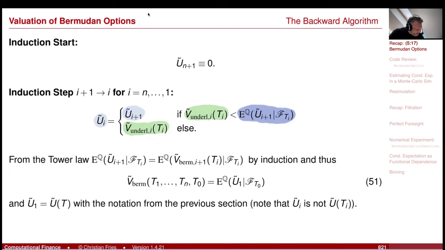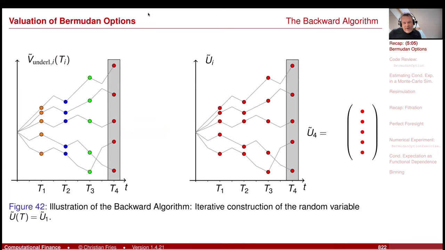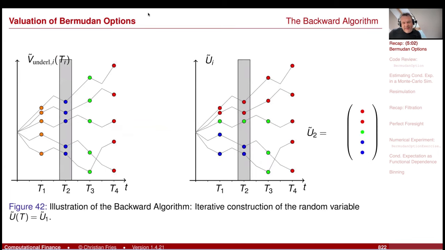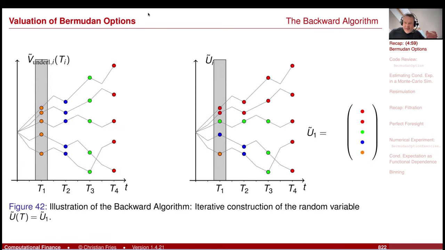So the important thing is that the conditional expectation is not anymore here, where we have the value of the random variable. Okay, so go backward and update this vector. And in the end, you have the vector that contains the value of the corresponding underlyings, so here the red one, at the optimal exercise time. So on this sample path, the optimal exercise is at T3. And of course, it contains the value on that sample path.